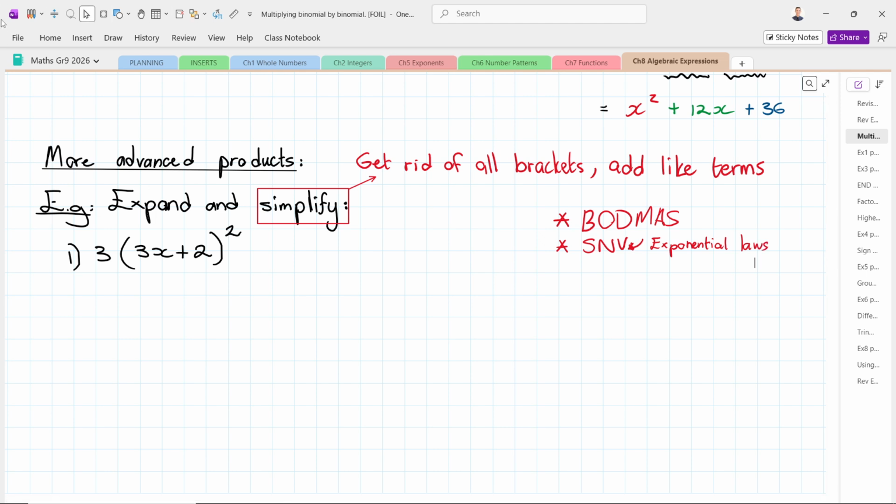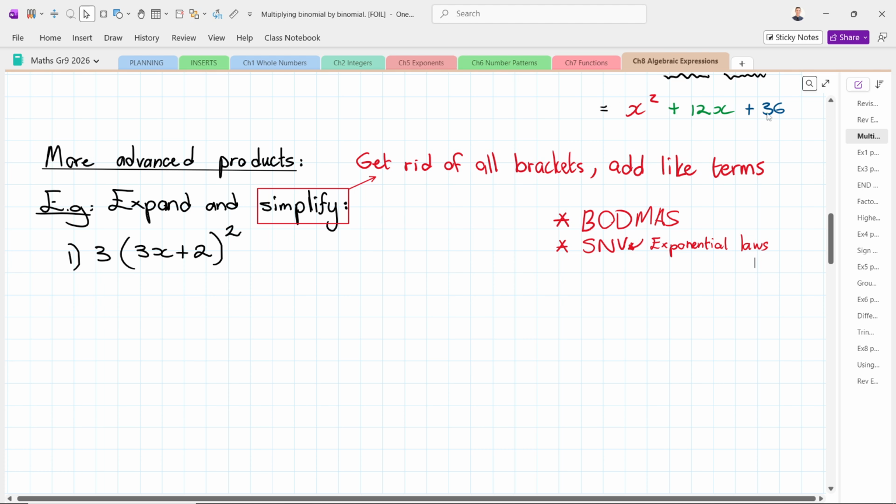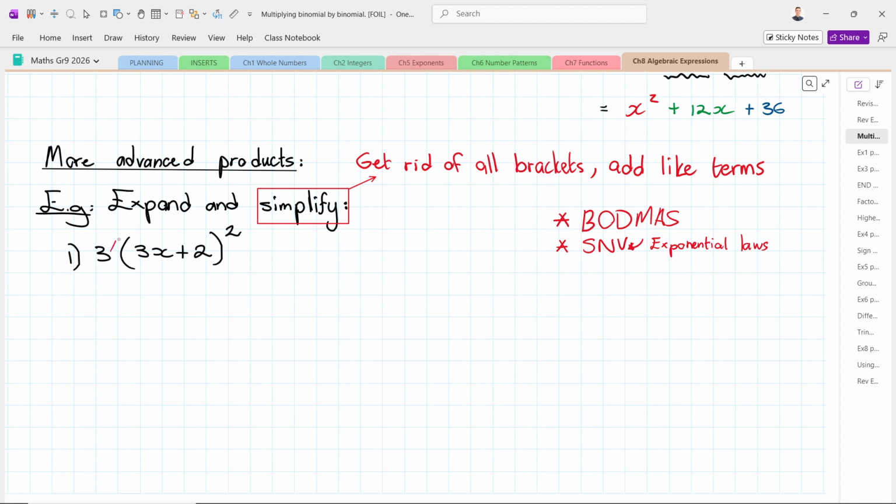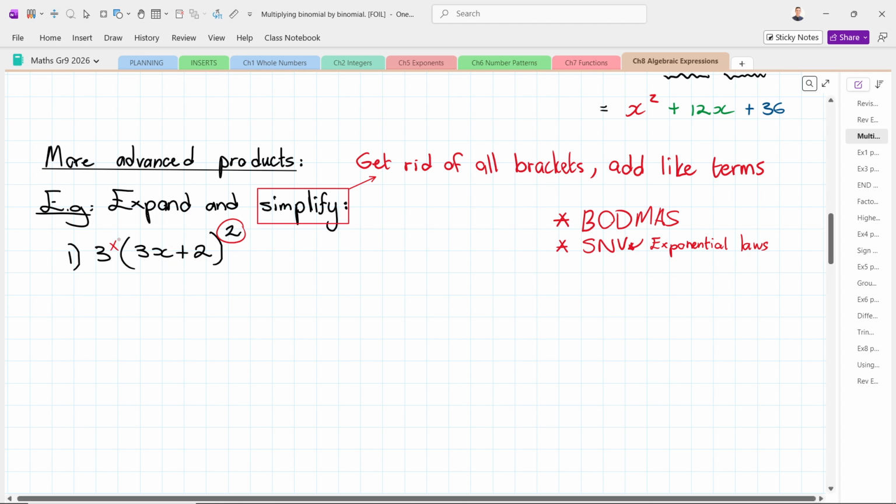Okay, so let's have a look at how it works in practice. I'm going to drop the colors now and we're going to do this straightforward. So we've got 3 times a bracket being squared. So by BODMAS, the bracket has to be dealt with first. There is an operation in the bracket, but 3x plus 2, there's nothing you can do. You don't know what x is, so we can't do anything there. So next up comes the power.